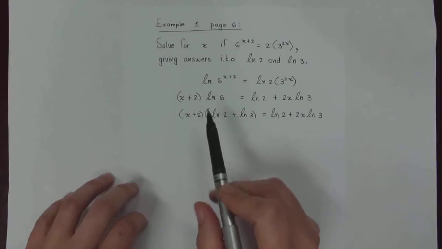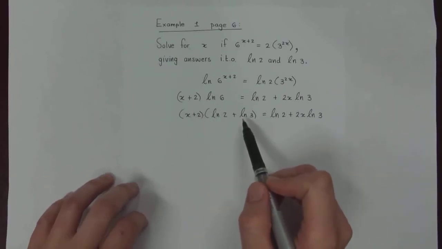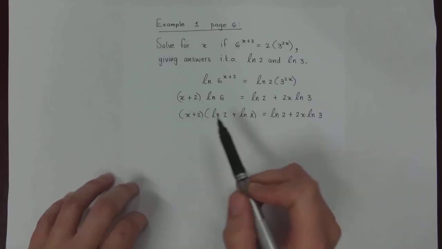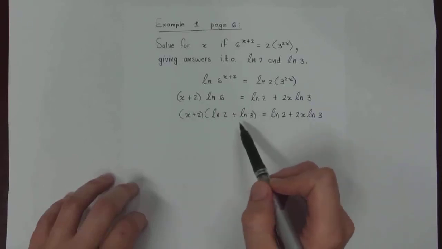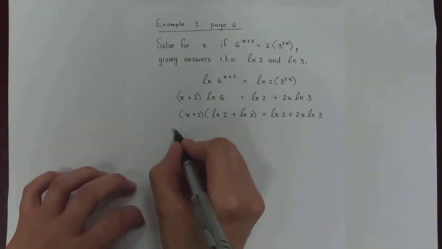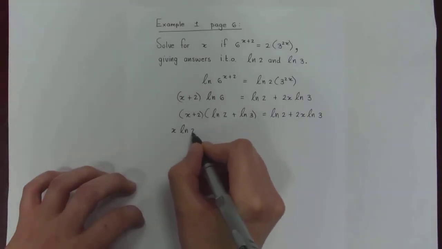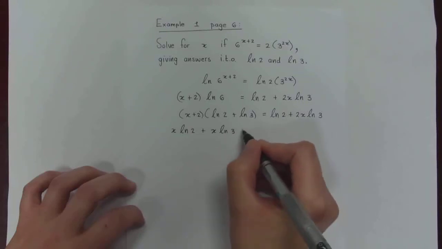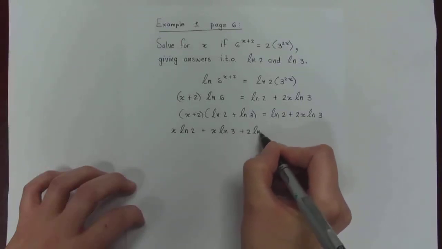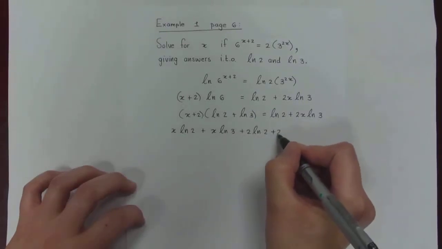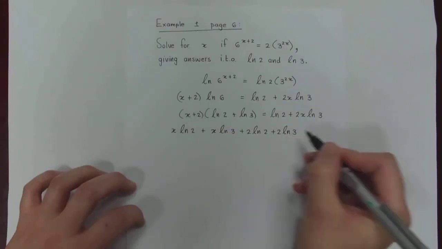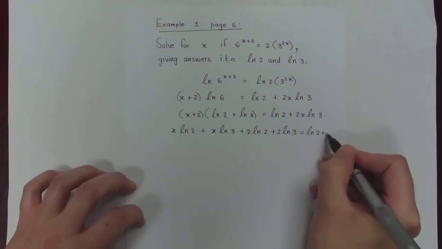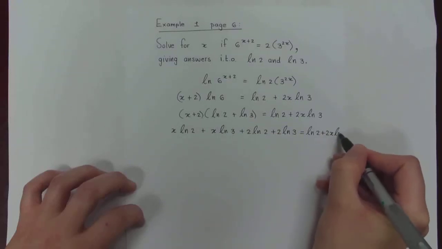Right. Now, over here, I've got a binomial times a binomial, which means I'm literally going to have to multiply first. I'm going to have to multiply outers, I'm going to have to multiply inners, and I'm going to have to multiply last. So I'm going to do that next. x times ln of 2 plus x times ln of 3 plus 2 times ln of 2 plus 2 times ln of 3. And then over on that side, I'm still keeping the ln 2 plus 2x ln of 3.